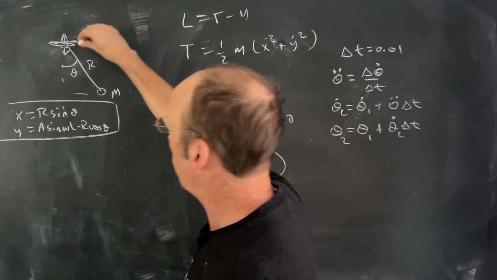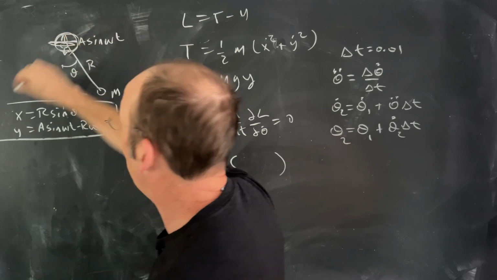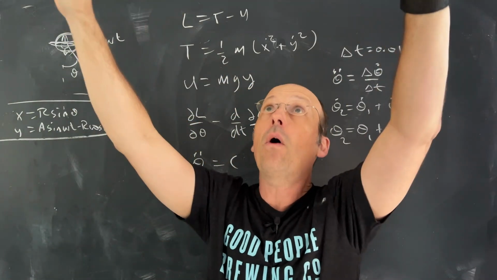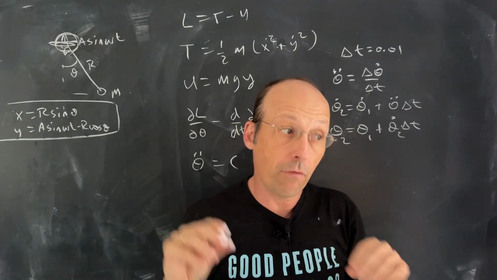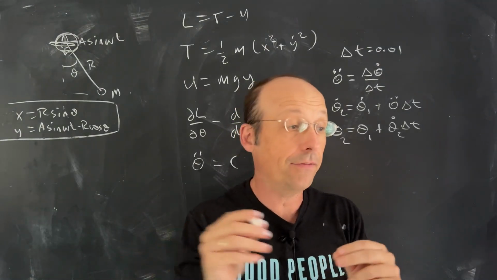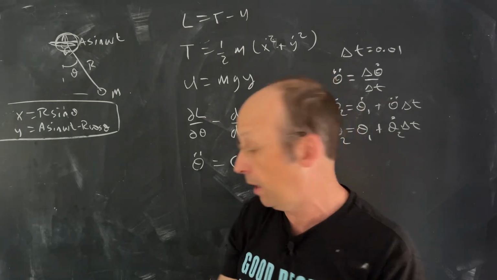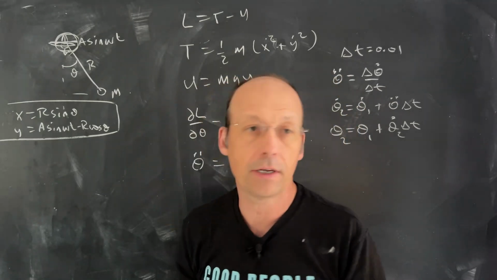Or what if I did something cool like make the pivot point move in a circle? All those things, you're going to set up the same way. Now, there is the problem of what happens if I have to deal with more than one variable. You have to do some different stuff there, but I want to do that at a different time.